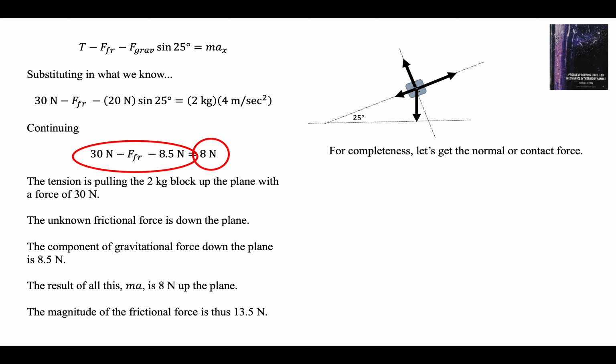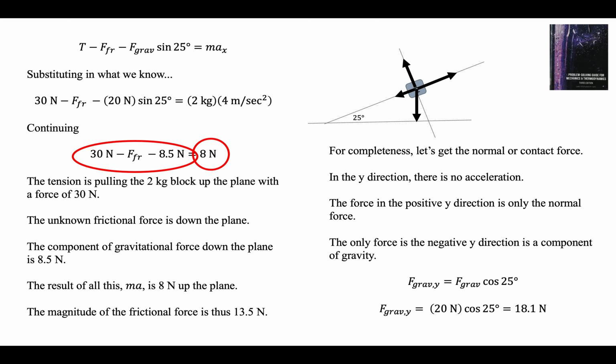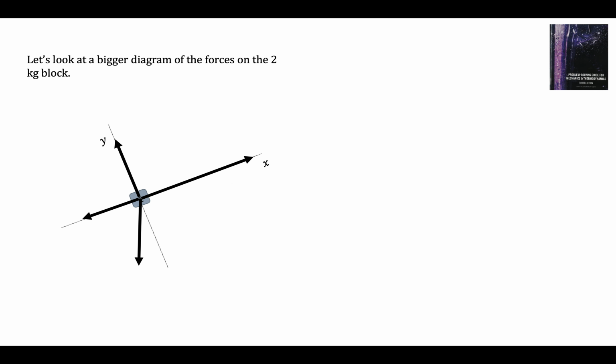So now let's get the contact force. In the y direction, there is no acceleration. The bonus that we get for putting the x-axis along the plane is that the forces balance in the y direction. The only force in the positive y direction is the normal force, and there's a component of gravity in the negative y direction, F gravity cosine 25 degrees. Those balance because it's not accelerating perpendicular to the plane. And we can calculate it's 18.1 newtons.